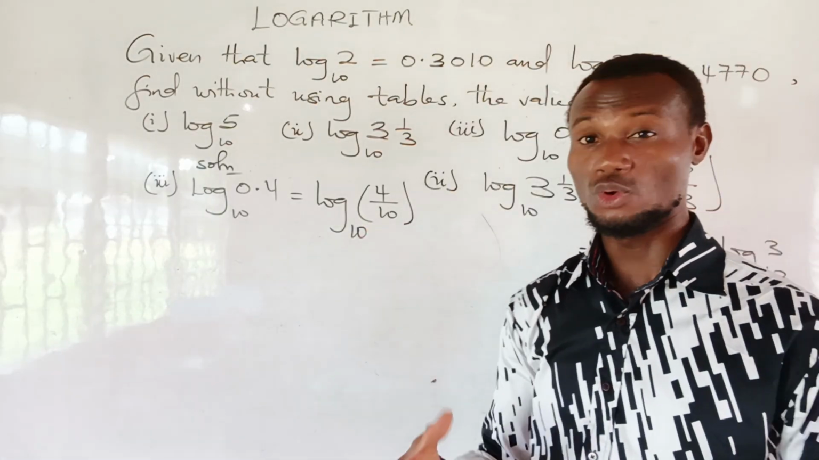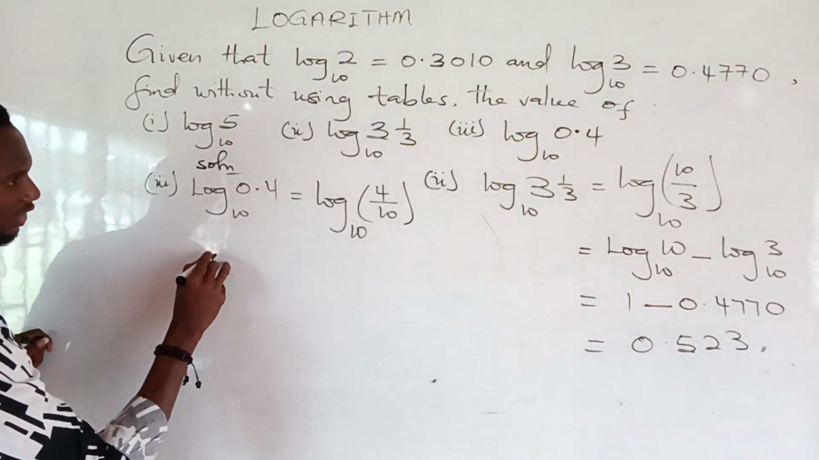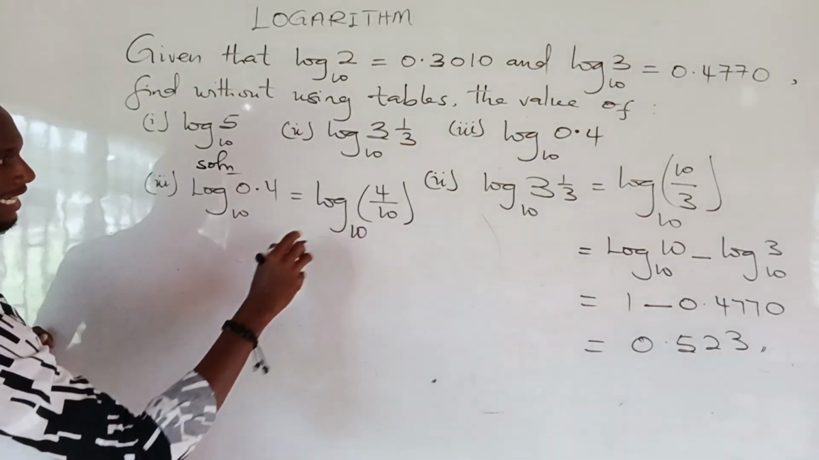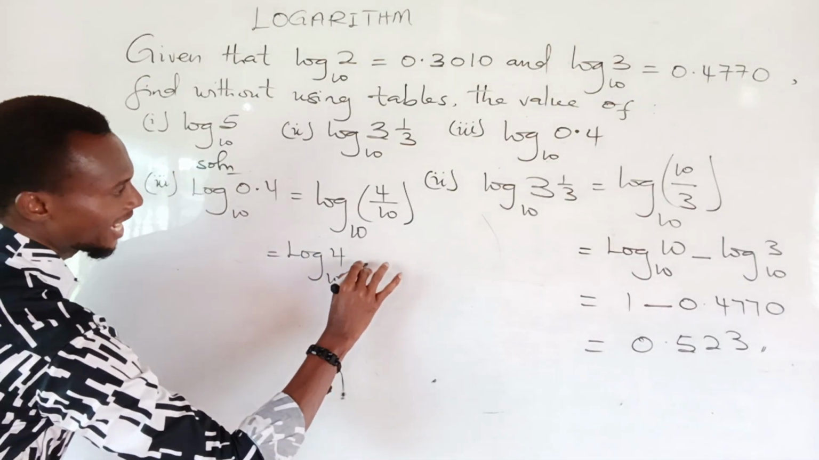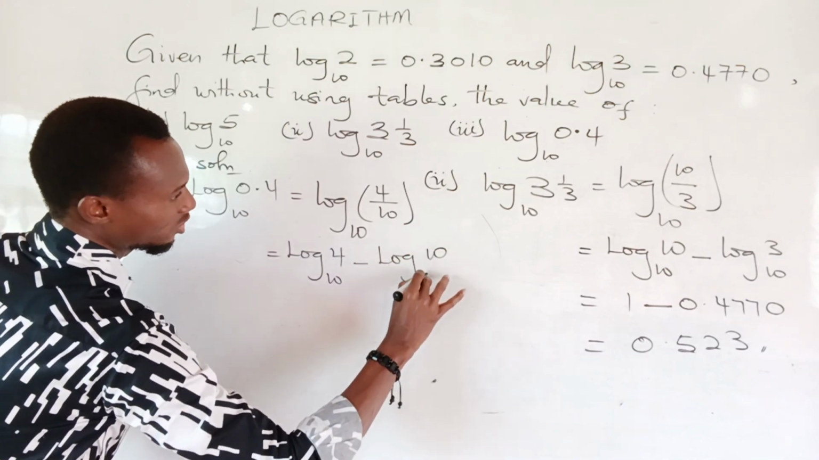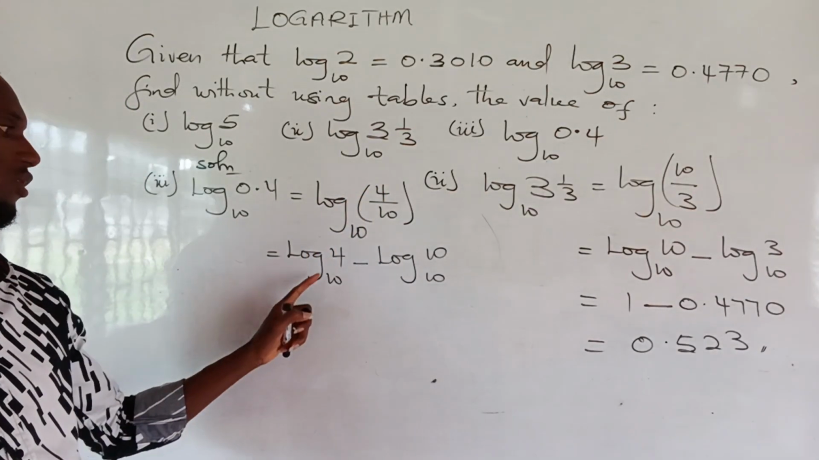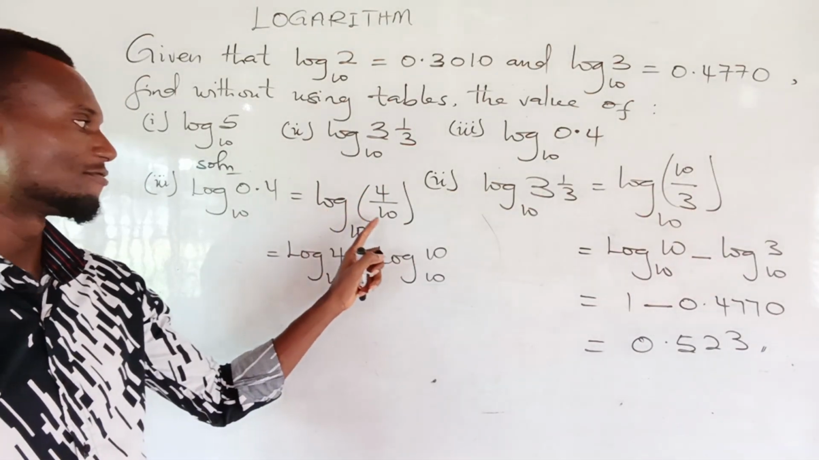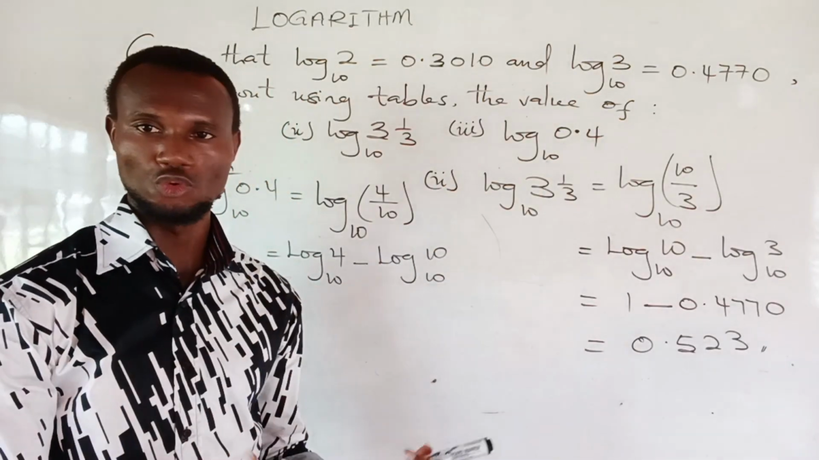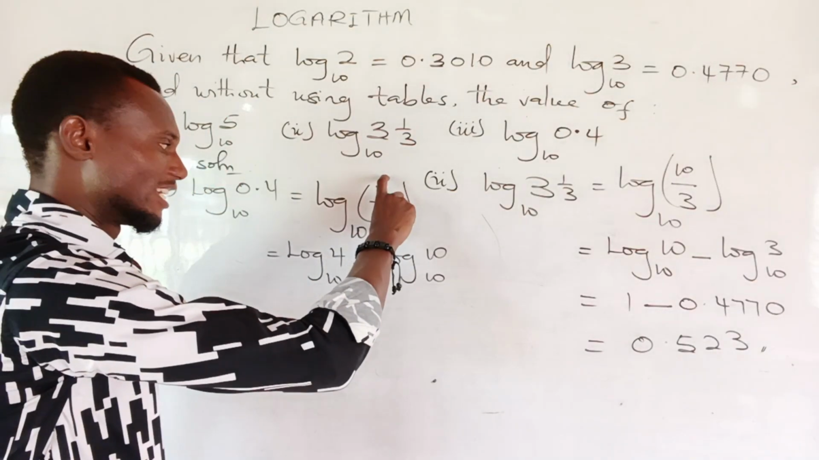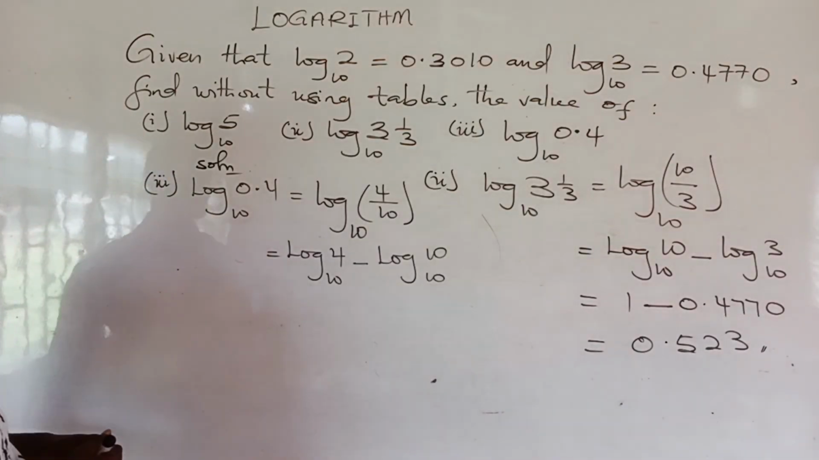Now let's apply our quotient rule to write this one in another form. So this one is going to be the log of 4 to the base 10 minus the log of 10 to the base 10, as we have been doing. The log affects the 4, so log 4 to the base 10 minus the log affects the 10, log 10 to the base 10. That is the quotient rule that you are applying. So if you have division like this, you can express it in subtraction form like this.